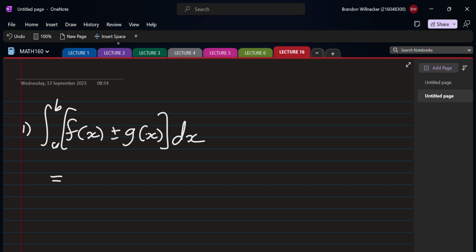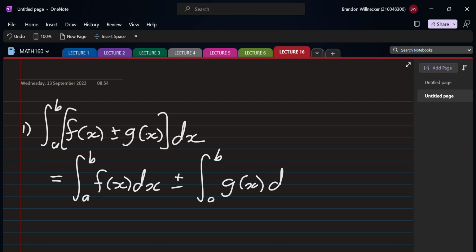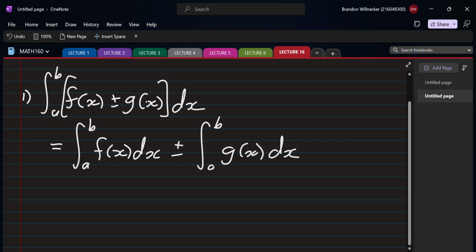Okay, and we want to show that we can split this up. So that's the integral from a to b, f of x dx, plus minus the integral from a to b, g of x dx. Okay, so we want to prove this. We're going to prove this using the limit definition, so the limit of a Riemann sum. So we'll start off with the left-hand side and then try to get to the right-hand side.